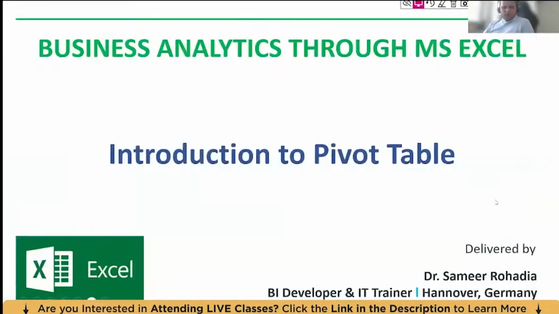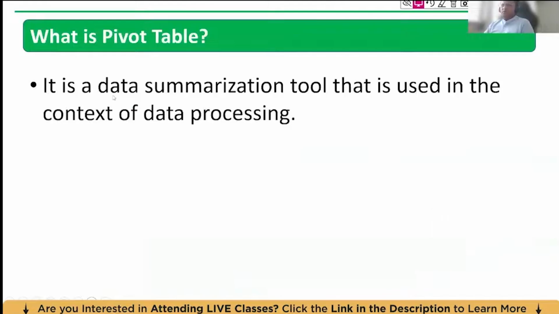Introduction to pivot table. I'm assuming that you don't know anything about pivot tables, so let us understand what a pivot table is. It is a data summarization tool that is used in the context of data processing. Just remember these 3 words. If anybody asks you in an interview, what is a pivot table? Define pivot table. If you say these 3 words, it's done: data summarization tool. It's a tool which summarizes the data. We'll also see how it is done practically.